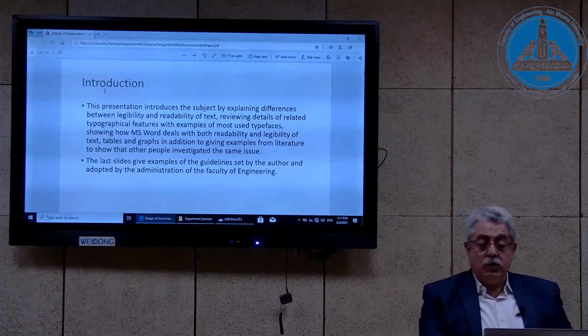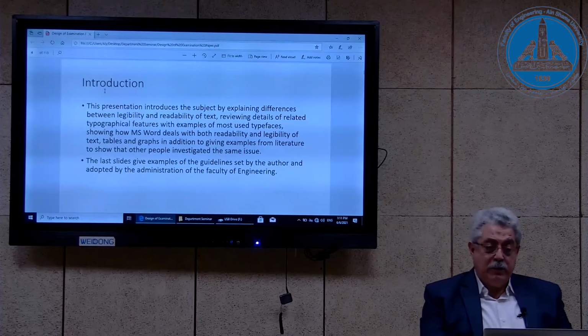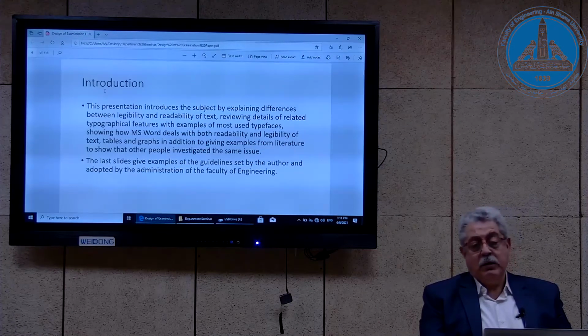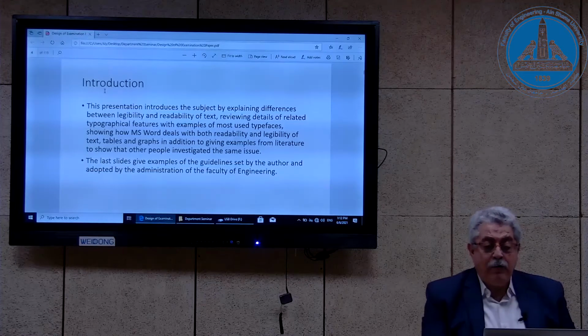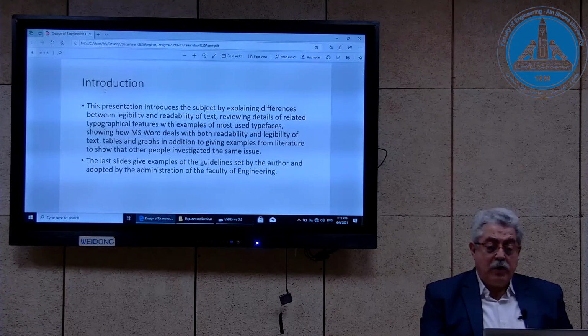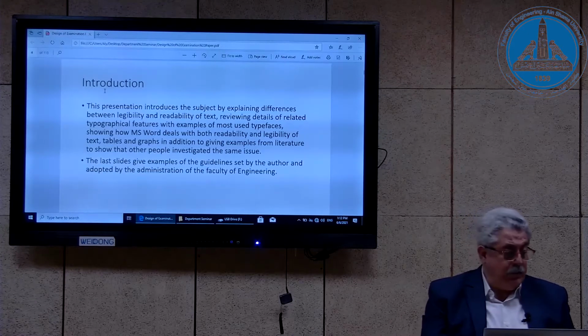The presentation introduces the subject. It explains the difference between legibility and readability. It reviews the details of related typographical features with examples and most used typefaces, showing how to use Microsoft Word for both readability and legibility of text. Not only text, but tables and graphs, in addition to giving examples from literature to show how other people investigated the same issue. The last slide gives examples of the guidelines set by me and adopted by the administration of the Faculty of Engineering.